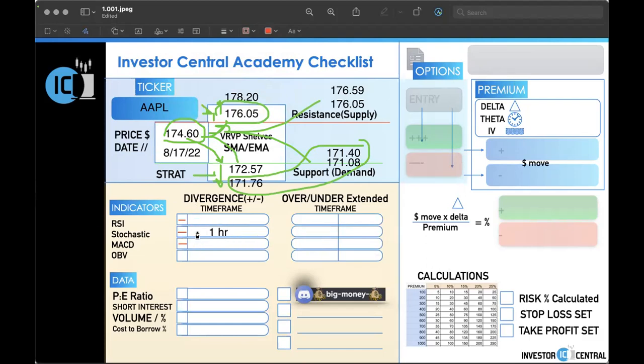Okay. So are we overextended? I would say overextended for a lot of these indicators, right? We can go back and fill this in more specifically, but I would really say for the majority of these, they were overextended. I hate the way this works. Okay, so we'll say overextended.